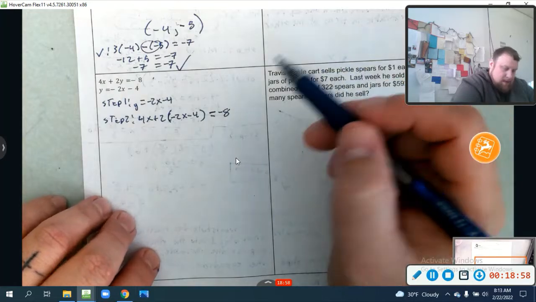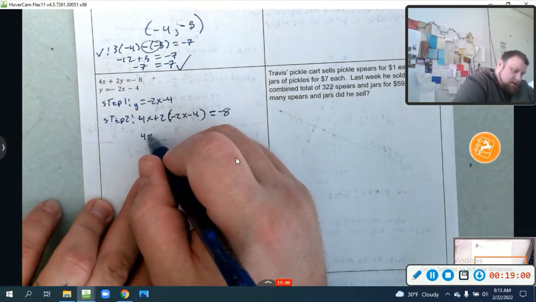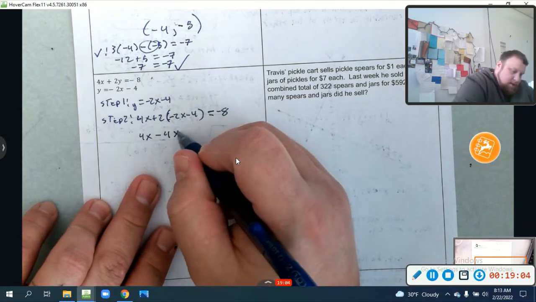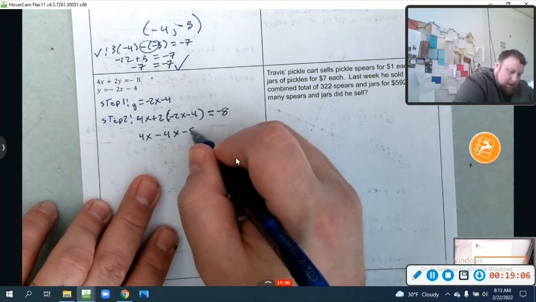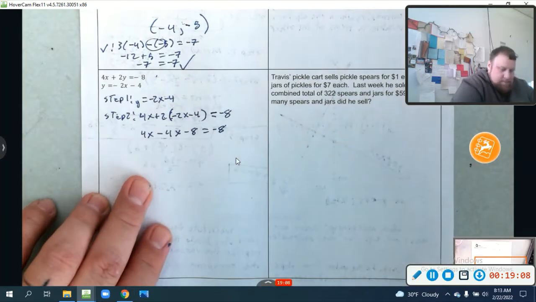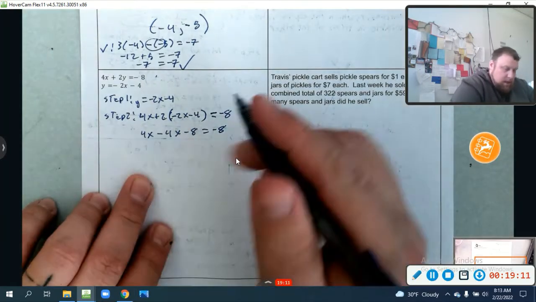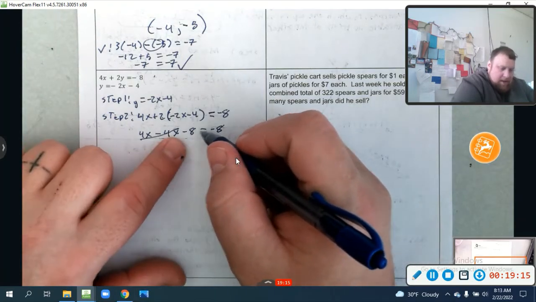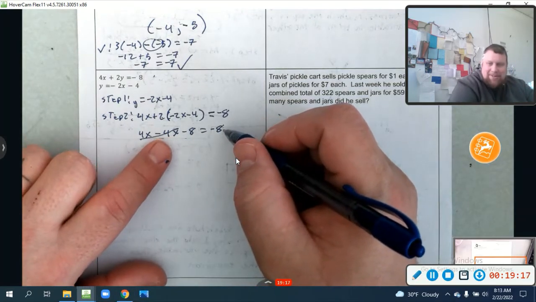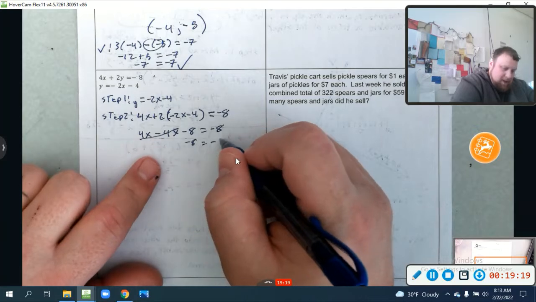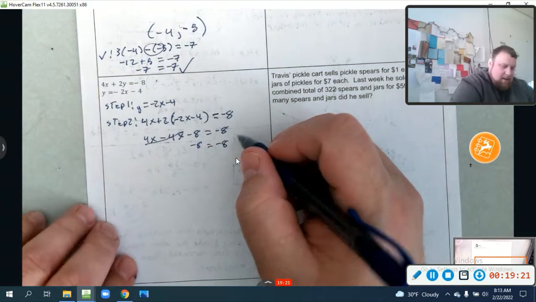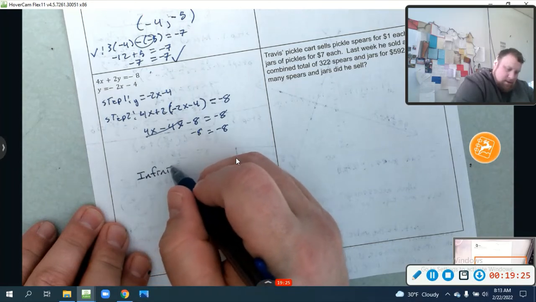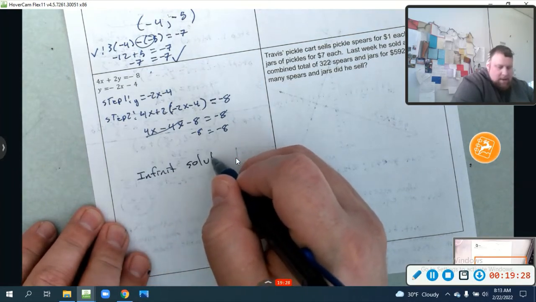Okay? Now let's distribute it. I get 4x. And then 2 times negative 2x is negative 4x. 2 times negative 4 is minus 8, equals minus 8. What's going to happen here? Let's see, 4x minus 4x, that's 0. And then I'm left with negative 8 equals negative 8. Is that true? Does negative 8 equal negative 8? Yeah. So this is infinite solutions. They are the same line.